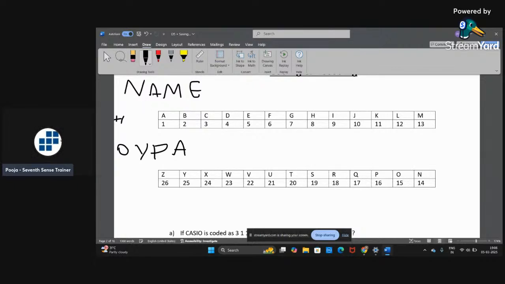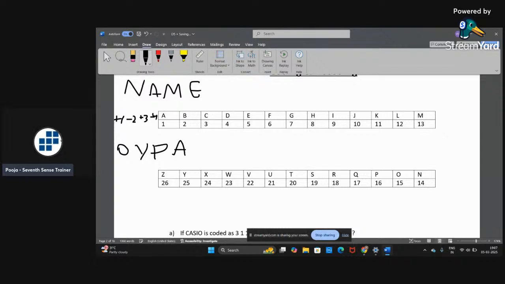Let's write it out. For A and Y, here it is A, here it is Y. So it is going backward. If it is minus one, it is Z. If it is minus two, it is Y. Here for M and P, what is the relation? Forward. That means 1, 2, 3, plus 3. E and A. E is here, A is here. It is going backwards: 1, 2, 3, 4, minus 4.